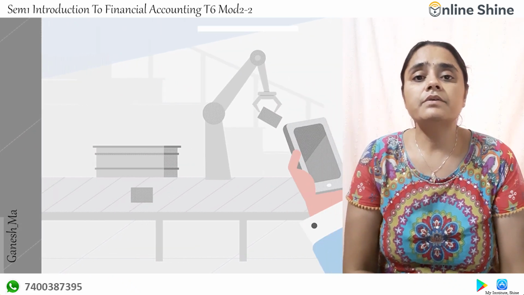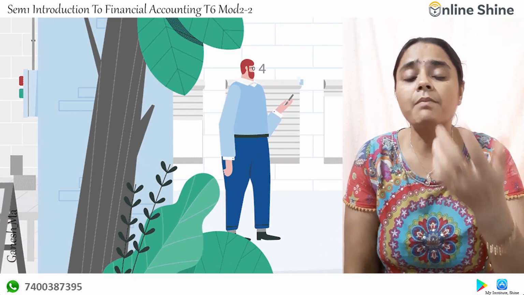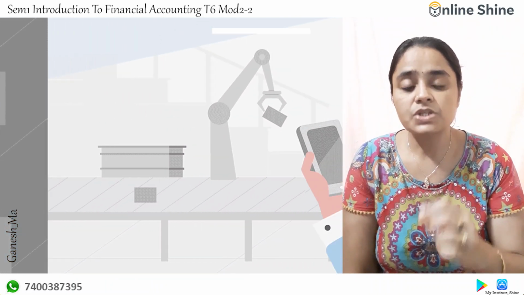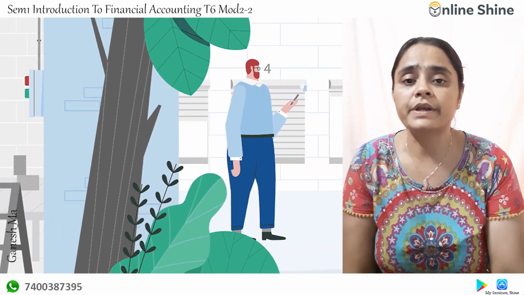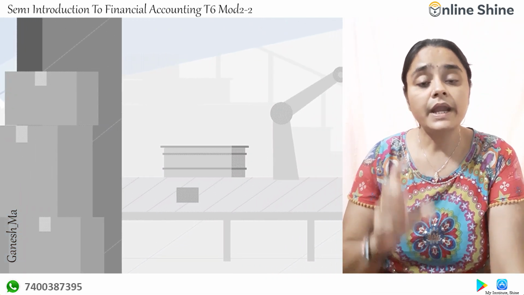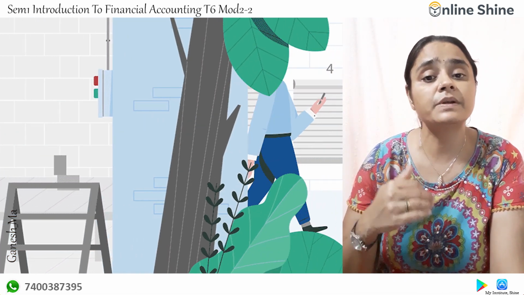Now here the value of the fixed assets will be determined by whatever amount you are paying for it, that is the acquisition cost of an asset. So that becomes the cost of an asset. Whatever price you are paying to acquire that particular asset becomes the acquisition cost, and on that value, the cost of the fixed asset will be determined.